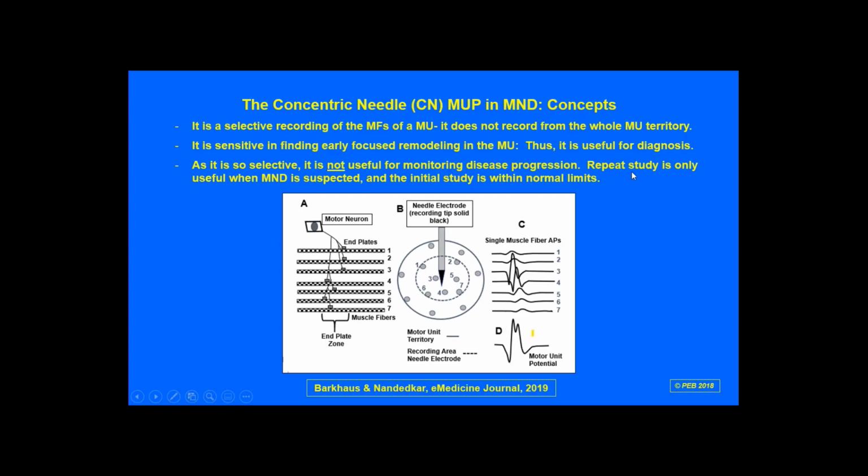A repeat study, I would say, is only indicated or useful when the motor neuron disease is suspected and the initial study is within normal limits or non-specific or very minimal findings. And here again, you can see that if we have the whole motor unit territory, and again, this is a very schematic cartoon, we have these different potentials, and number 3 is the one closest to the electrode and therefore contributes most to the amplitude feature of the motor unit potential.